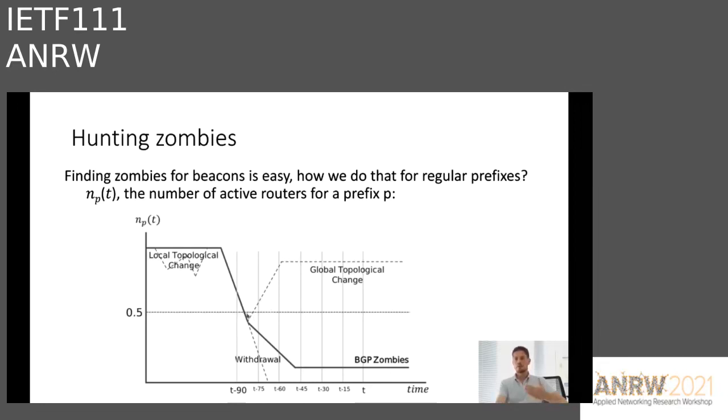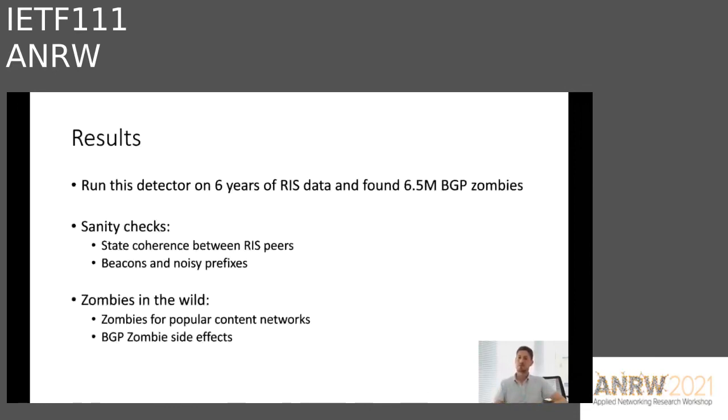When we see the majority of the routers have withdrawn the prefix, we're going to wait 90 minutes. And after 90 minutes, if we see that the prefix was not completely withdrawn, or it wasn't re-announced, then we're going to say this is a zombie. You can check the paper for some of the details on why we use 90 minutes. We have some explanation for that in the paper. I don't have time to explain it.